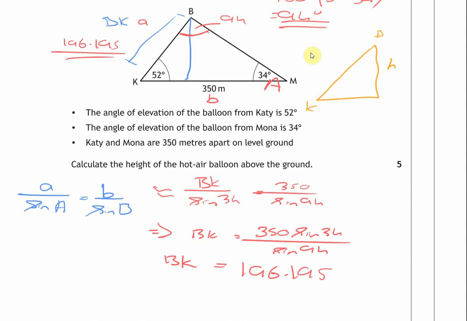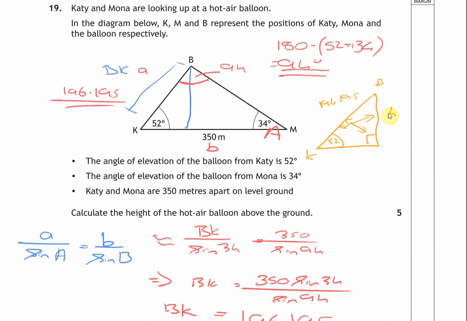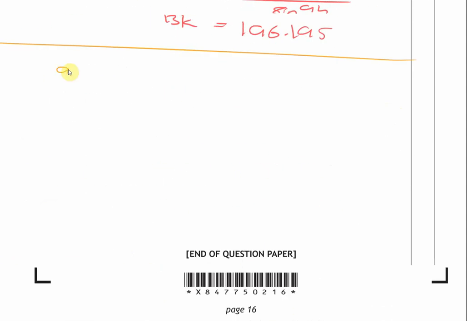We've just worked out that this is 196.195. We know this value here is 52. We know this is 90 degrees because we've now created a right angle triangle. So this side is directly across from 90 degrees, and we have the unknown side directly across from a known angle. That means we need to use the sine rule again to determine the value of h. So a over sine A equals b over sine B.